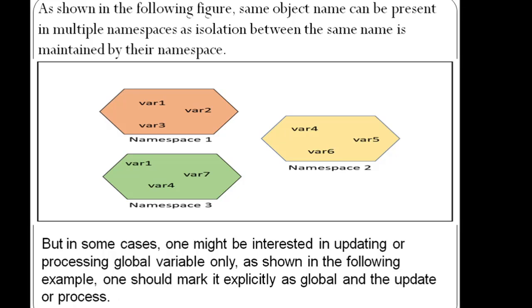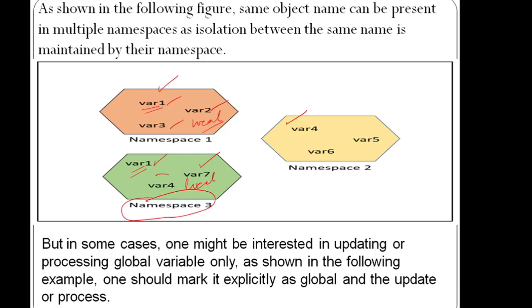As shown in the following figure, the same object name can be present in multiple namespaces, as isolation between the same name is maintained by their namespace. So here, this is your namespace 1, this is your namespace 2, this is namespace 3. Here you can see you have three variables, variable 1, variable 2, variable 3. These are local to this namespace. Then here you have variable 1 and the name. Here also variable 1 is there, variable 1 is there, but they are isolated. They are not disturbing each other because this is in namespace 3.